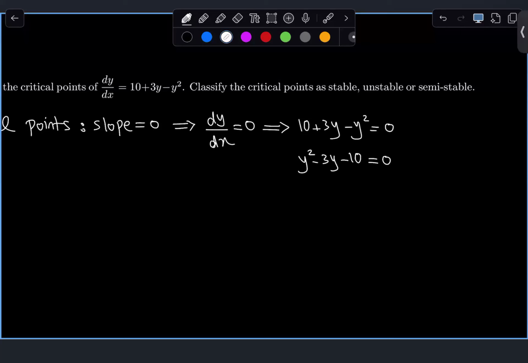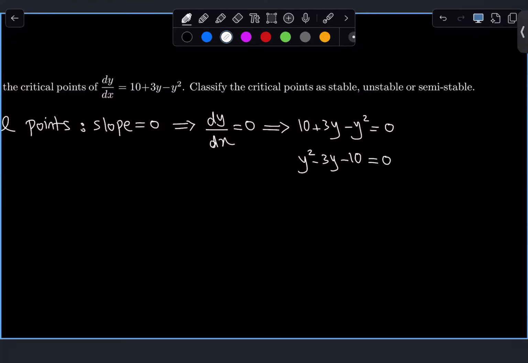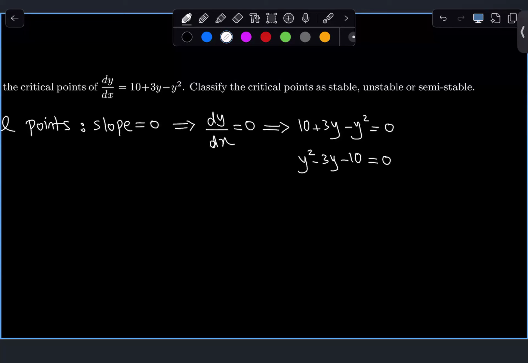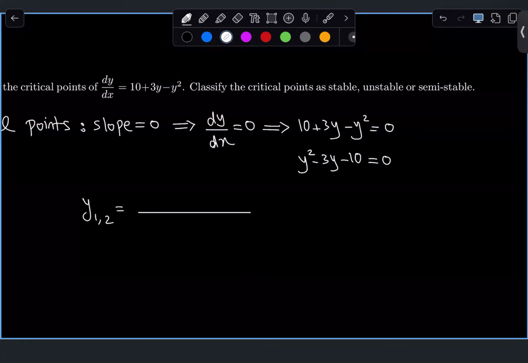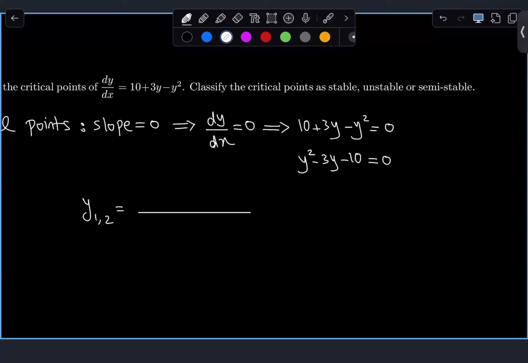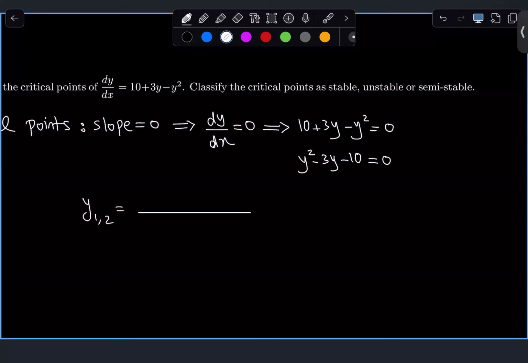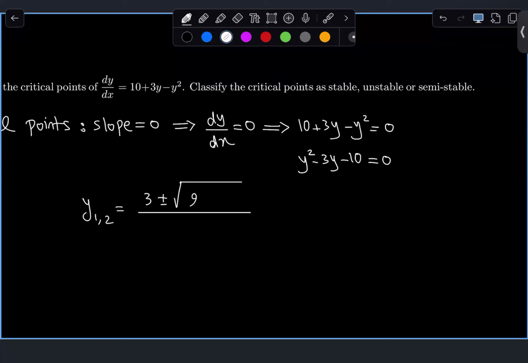You can multiply by negative to turn it into the quadratic form you're maybe more familiar with. y squared minus 3y minus 10 is 0. Actually, you can just also write that as y minus 5 times y plus 2. Okay, but let's use the quadratic formula. It's 3 plus minus square root of 9 minus 4 times negative 10, so plus 40, divided by 2.